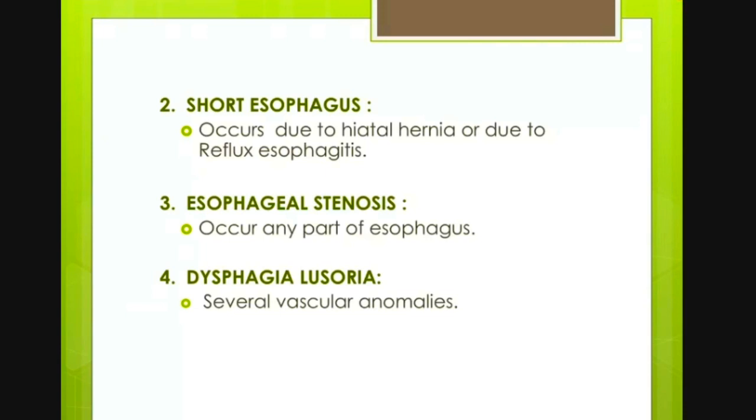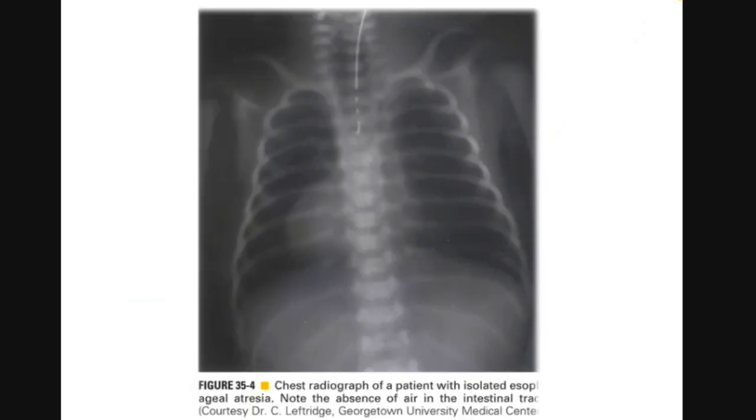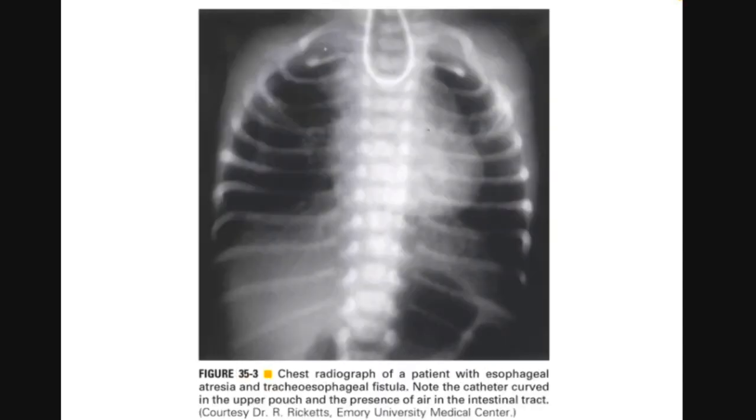This is the contrast study that we see. There is air in the upper part, and there is a blind one. This is a contrast study showing an esophageal atresia with a distended upper pouch. This is a catheter that we inserted to show you. This is the upper part, a blind upper part of the esophagus. There is a tracheoesophageal fistula and there is air in the stomach.